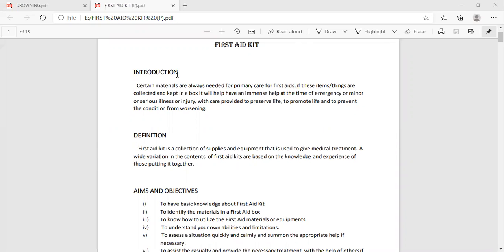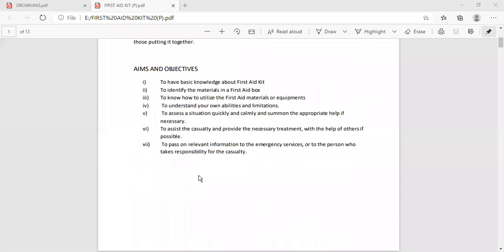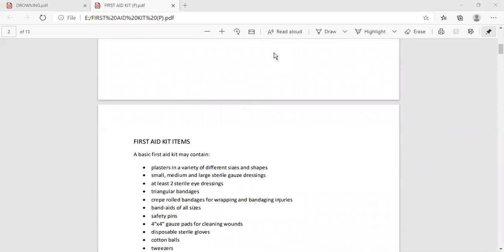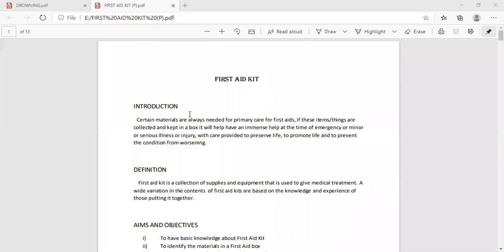In first aid kit, first we will discuss about the introduction, then definition, then the aims and objectives of first aid and the first aid kit items. So in the first aid kit, you all know what is first aid kit. Certain materials are always needed for primary care for first aid. If these items are collected and kept in a box, it will be of immense help at the time of emergency or minor or serious illness or injury.